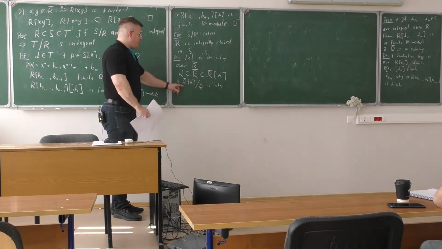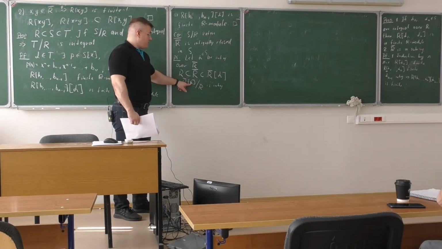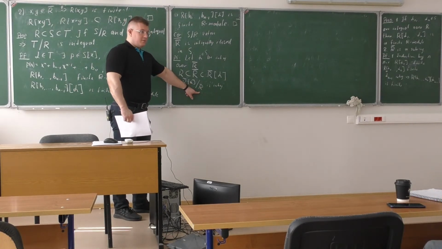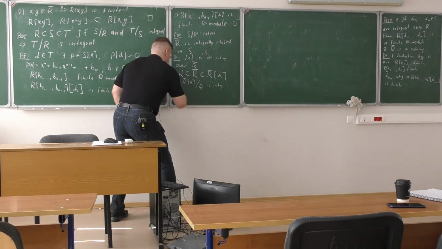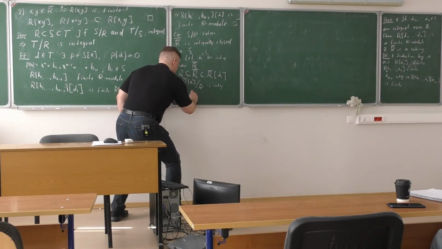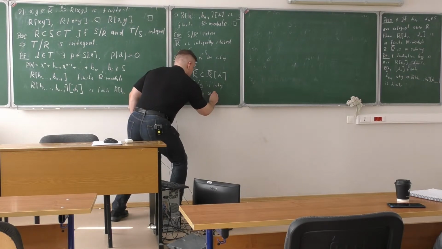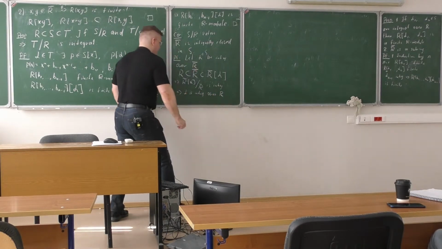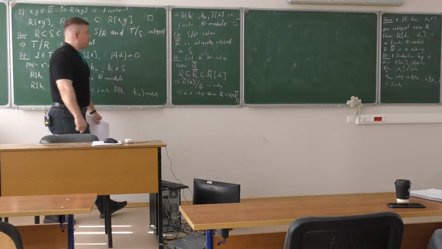Well, it means that any element here is integral over R, but in particular element alpha itself is integral over R. But if alpha is integral over R, it belongs to R bar. So alpha is integral over R. Hence alpha is in R bar, by definition of R bar.